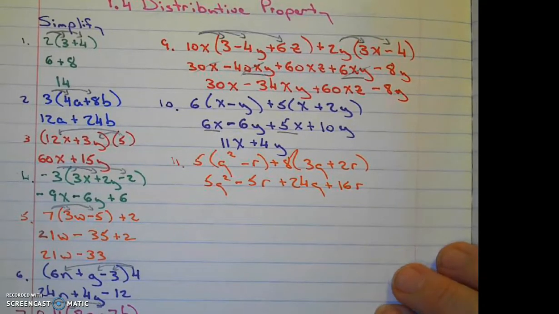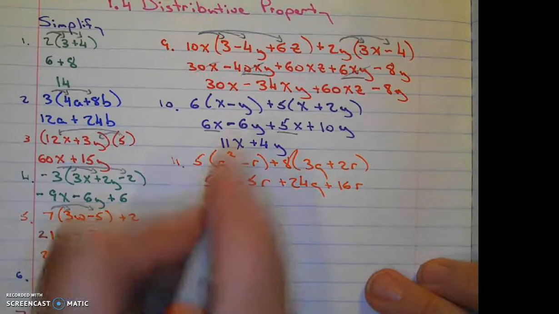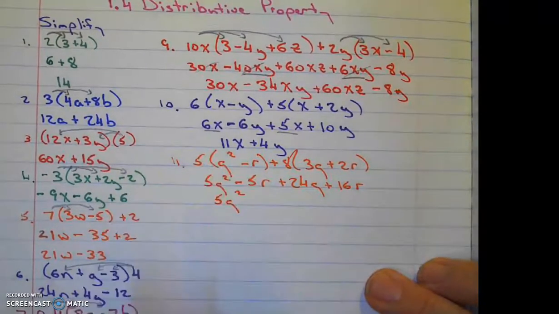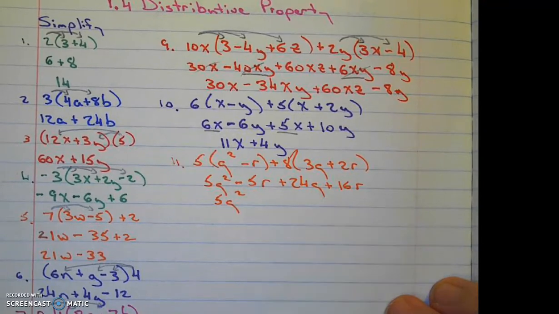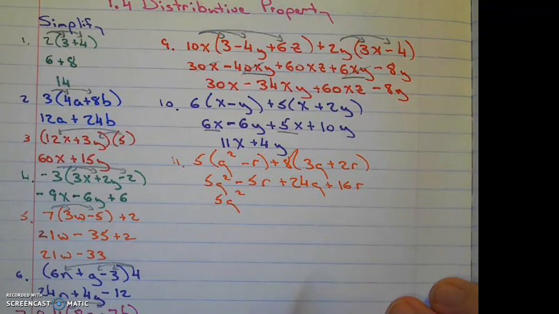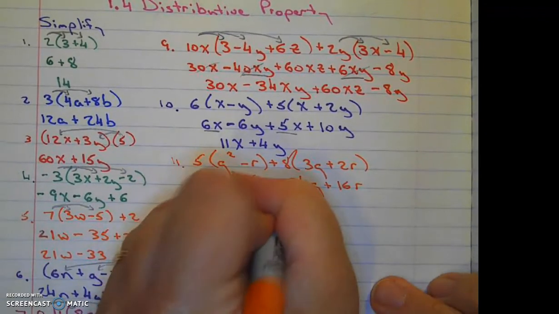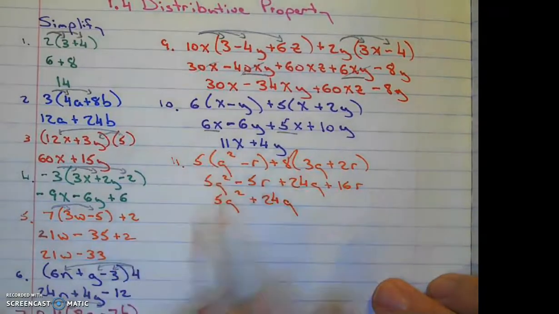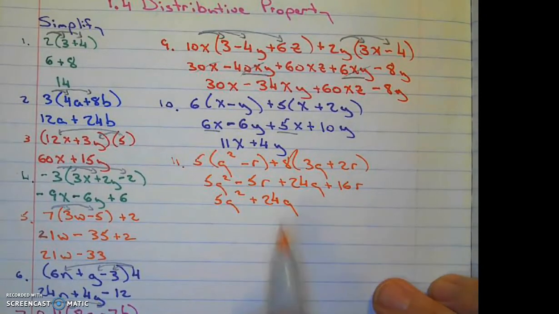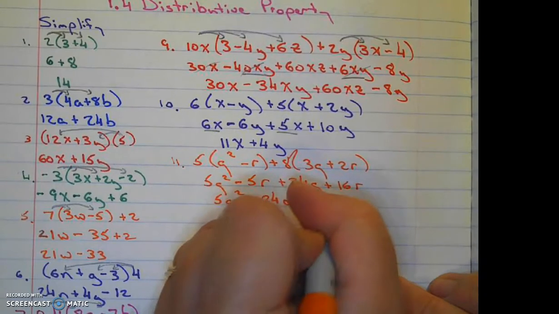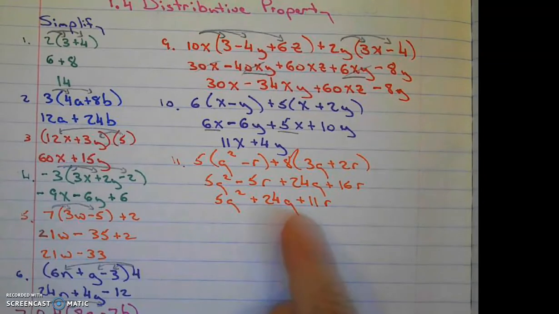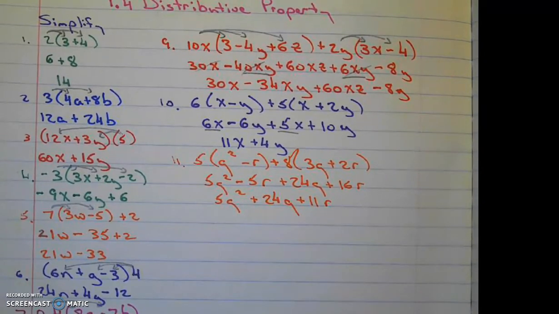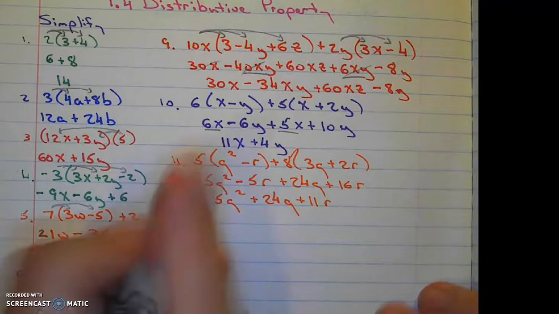So now if we start combining what we have, the 5q squared, I can just bring that down because we don't have any other q squares. Yes, this is q squared and this is q. Those are not like terms. So I've used up the 5q squared. This 24q, I'm just going to bring it straight down. And then this negative 5r plus 16r, if we put that together, that would be 11r. So please, please, please notice that if you have different exponents, then you do not have like terms. Let's take a look at number 12.